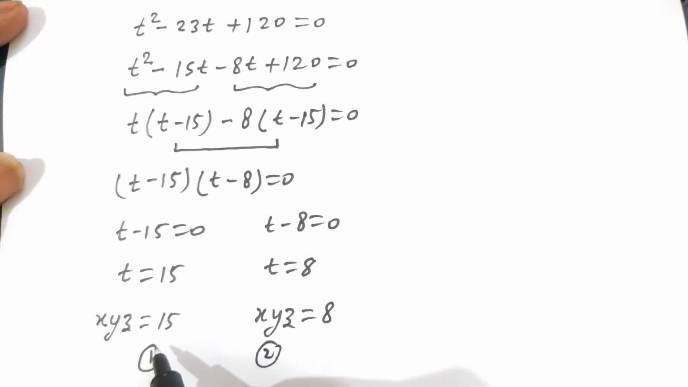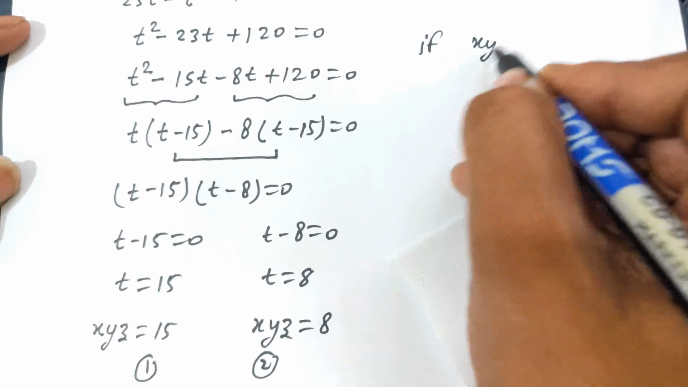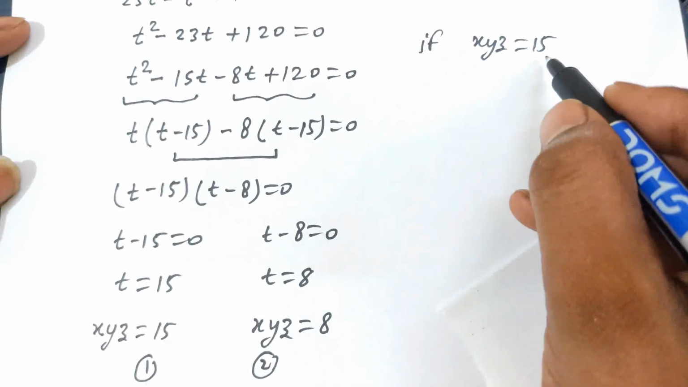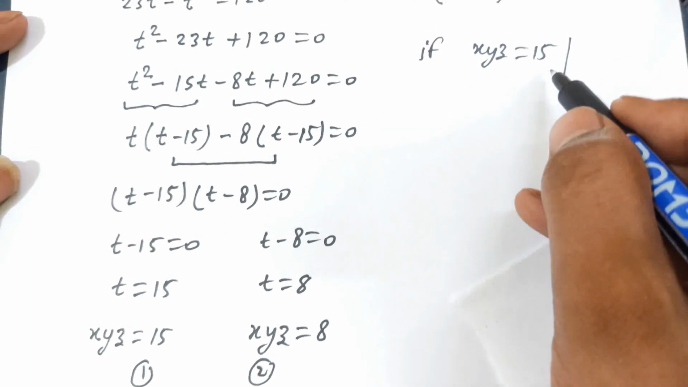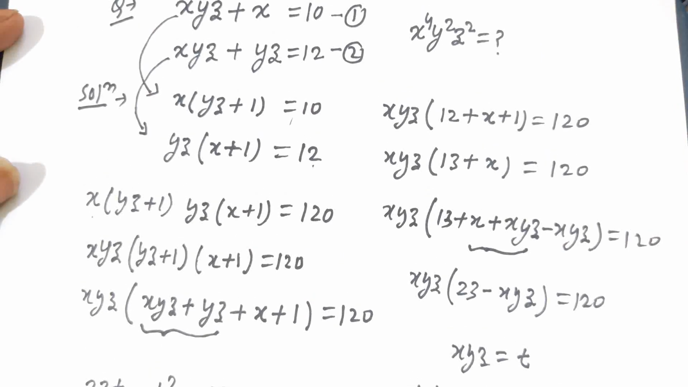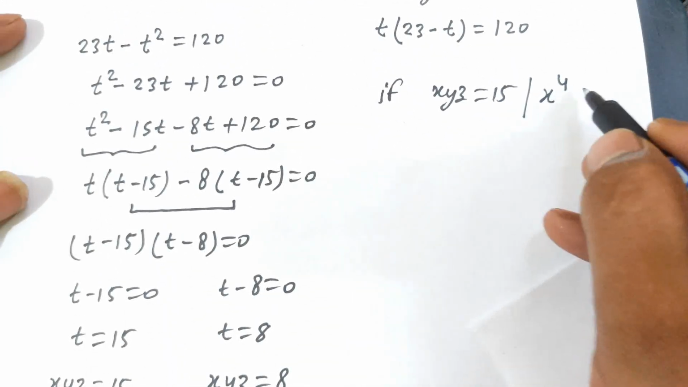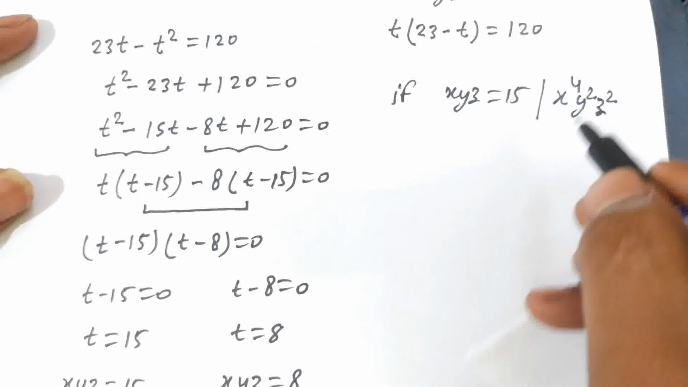First we will solve case first. If x times y times z is equal to 15, by using this, we will find out the value of x power 4 times y square times z square.